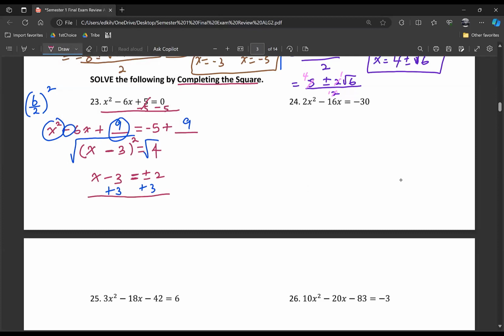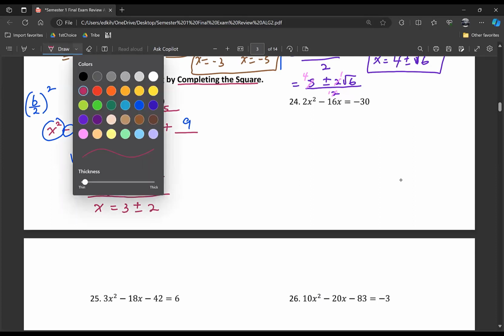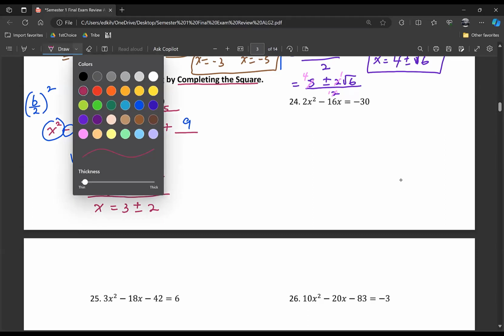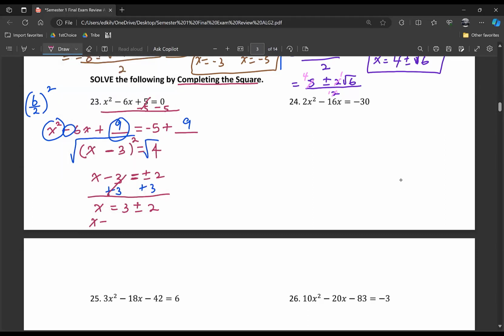And watch, those are gone. Notice how I write this: x equals 3 plus or minus 2. Very intentional because I want to be able to finish this off. 3 plus 2 is going to give us the first answer, so the first answer is x equals 5. And the second answer is 3 minus 2, which happens to be a 1. So those are the two solutions.